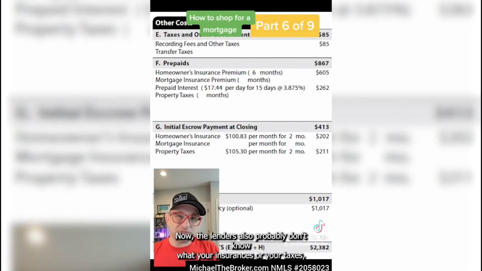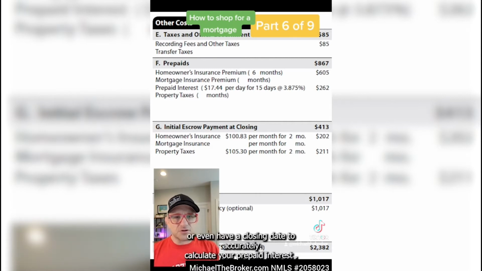Now, the lenders also probably don't know what your insurance is or your taxes, or even have a closing date to accurately calculate your prepaid interest.